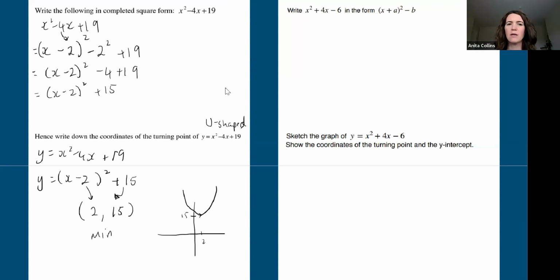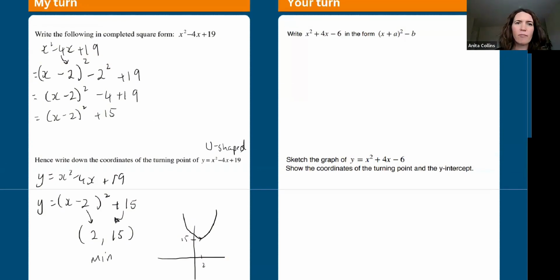All right. Have a little go at the question on the right.